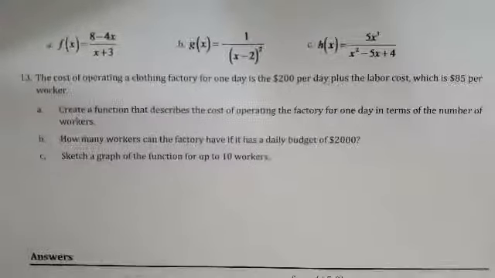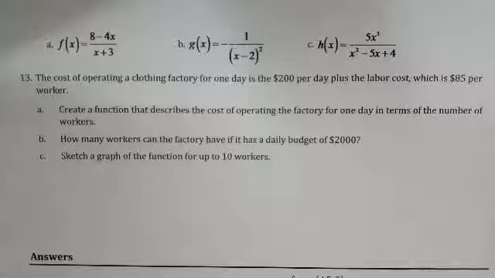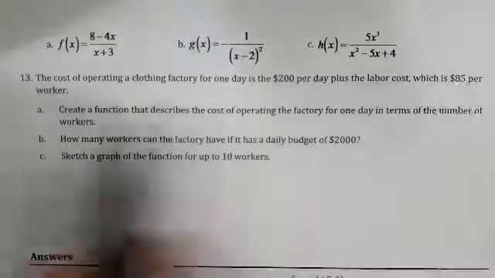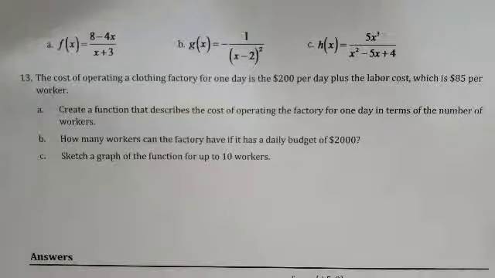The cost of operating a clothing factory is $200 per day plus labor cost, which is $85 per worker. Create a function that describes that. So what sort of function would you use for 13? And I'm just kind of skimming them right now. I'll go back over them. I know I'm going over them quick. I'm just trying to get us looking at what all might be possible. It's usually good to do a good skim over what you got to do first. So we have like a $200 down, and then we're doing $85 per worker. So what kind of function would that be if I wanted to create a function?